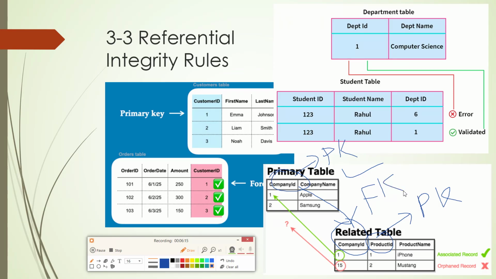Now we will be checking whether the value of this foreign key matches the value of this primary key or not. So let's first check one. One is already available, so it is validated. 15 is not here. There is no company with the ID 15, so this referential integrity rule is violated. Now we are going to implement them in a relational DBMS.